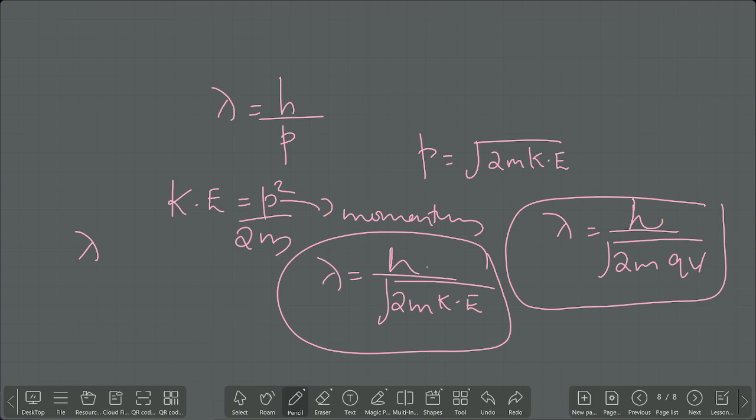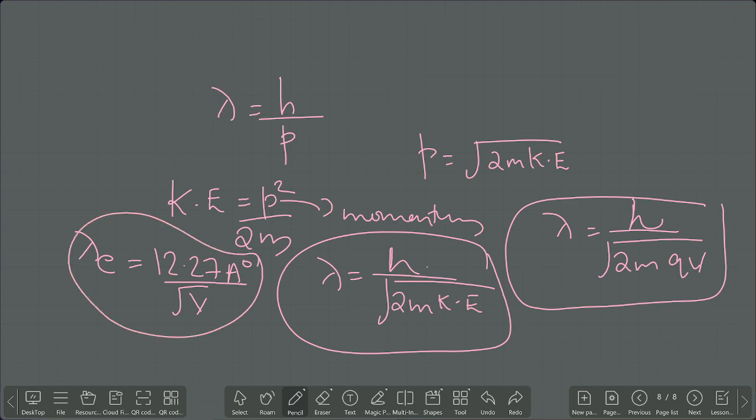Now you listen, lambda for alpha particle and lambda for electron you should learn by heart. Lambda for electron you can write 12.27 Armstrong divided by root V. This one is already there, I have given the material. Lambda for alpha particle you have to mention in your note, it is not there, but it came for exam.